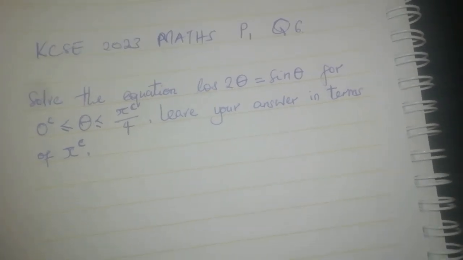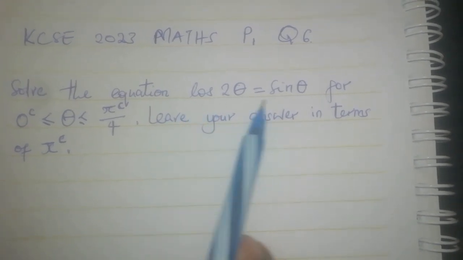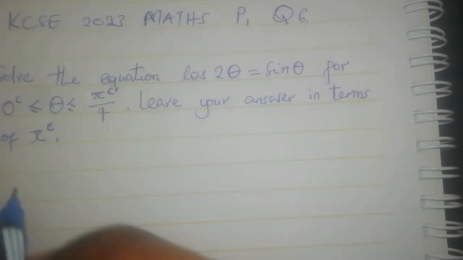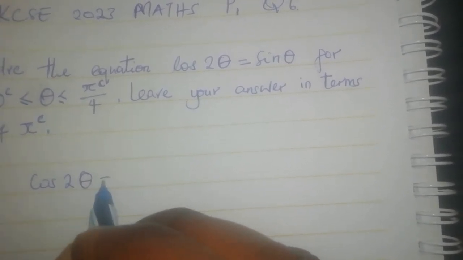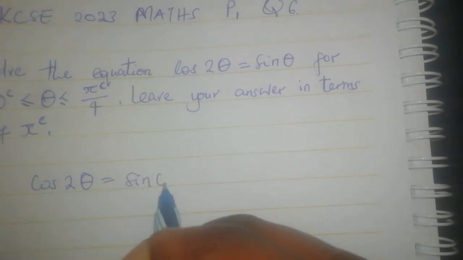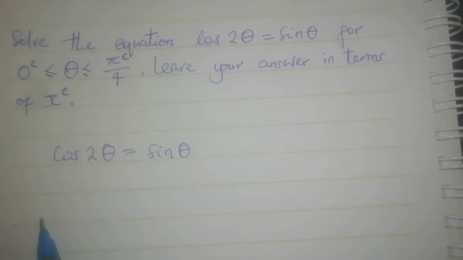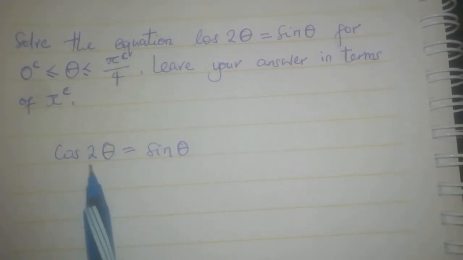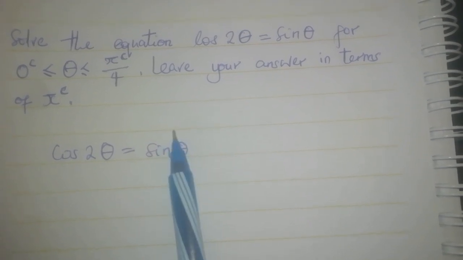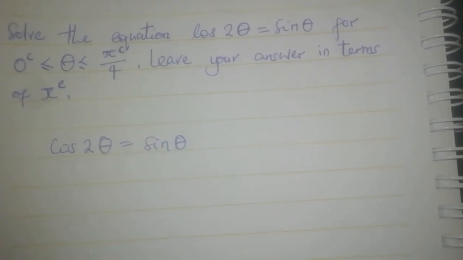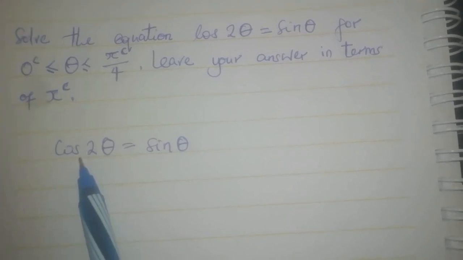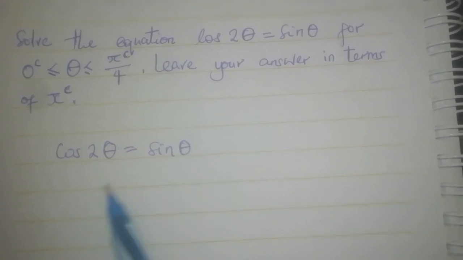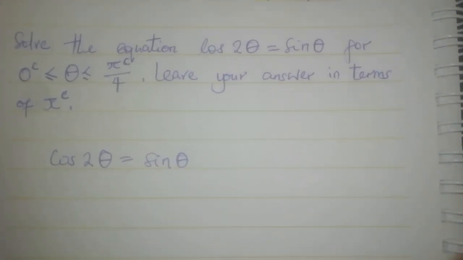So what you should do first, you first solve this one to get your theta. So we have cos 2θ = sin θ. What do you know about when you have cosine equal to sine? The cosine of this angle is equal to the sine of this angle. What should come to your mind is complementary angles, where for complementary angles the cosine of one is equal to the sine of the other angle.